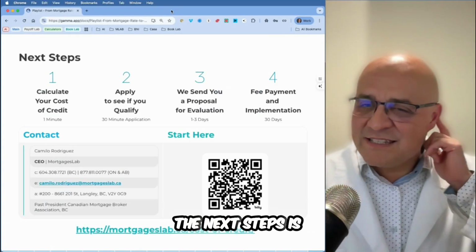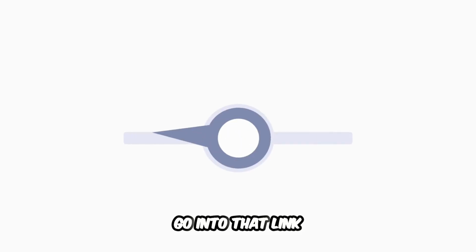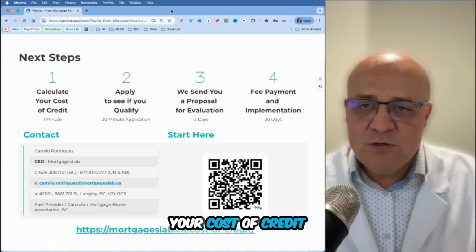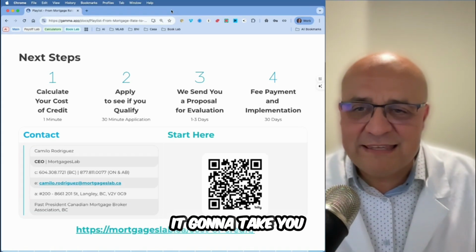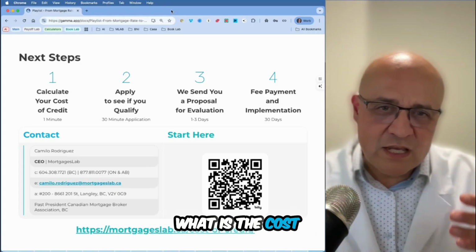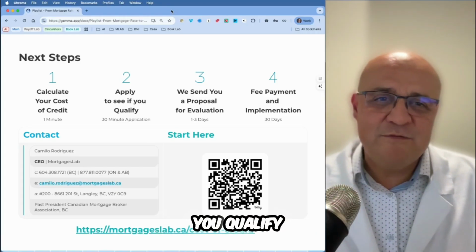Now, the next steps are very simple. Number one, I want you to go into that link there or scan the QR code and calculate your cost of credit. It's very simple. It's going to take you less than 1 minute and you will know what the cost of credit is in your mortgage. Number two, apply to see if you qualify.